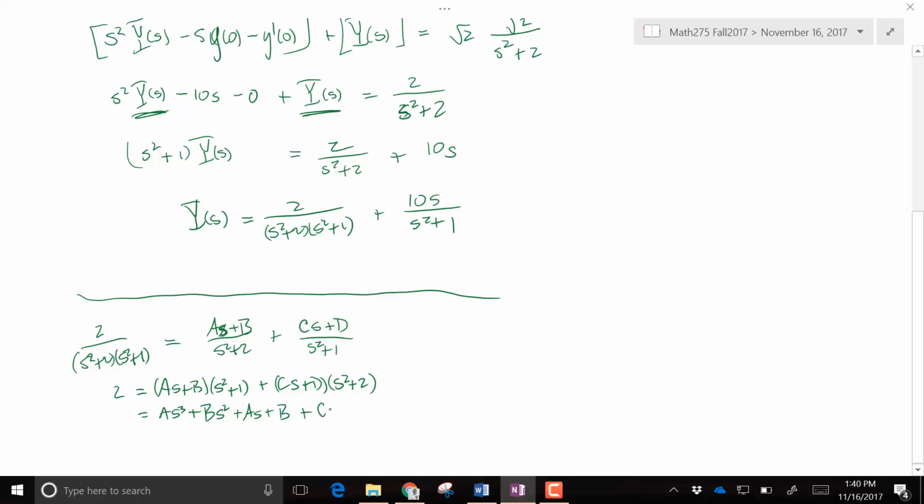And then the same sort of situation here, cs cubed plus ds squared plus 2cs plus 2d. So group up all the s cubes together and the s squares together. And the s's.